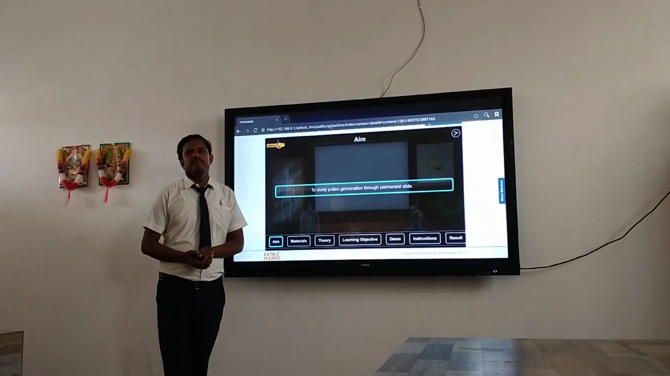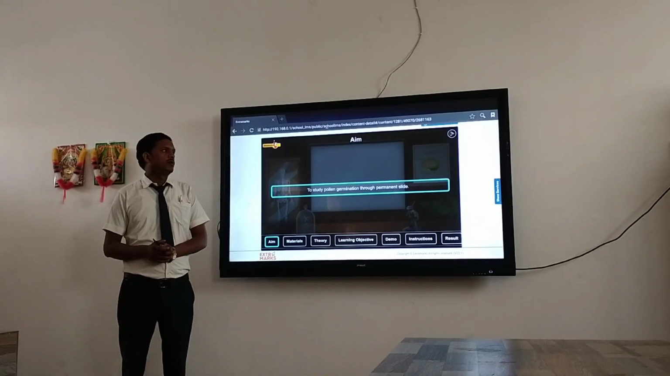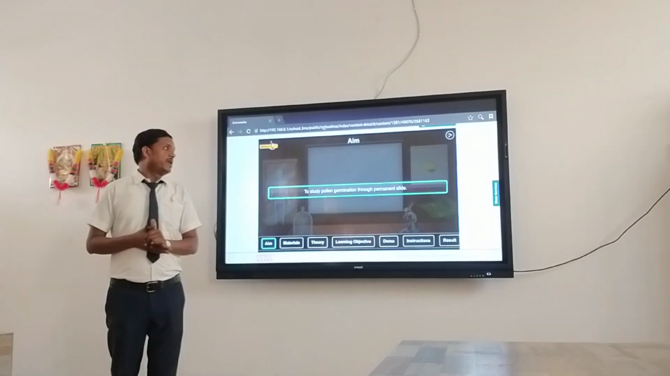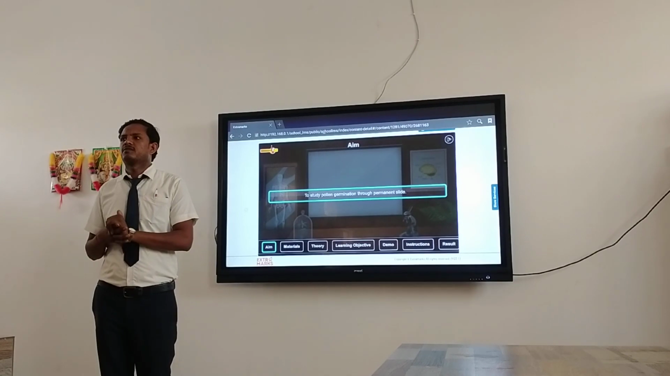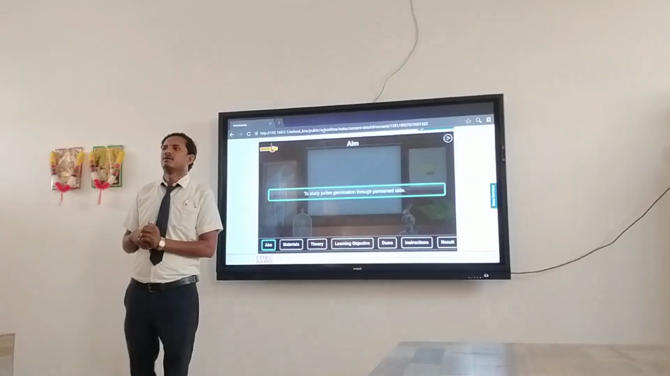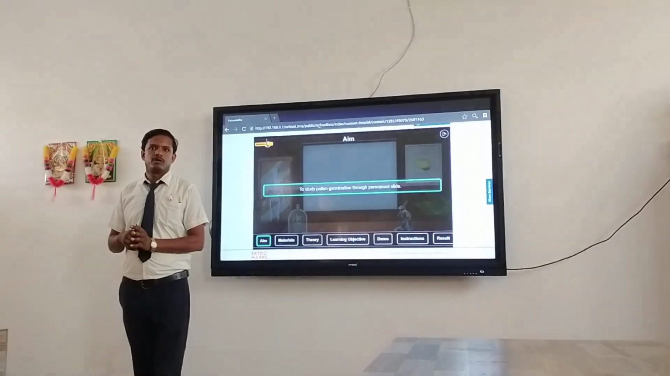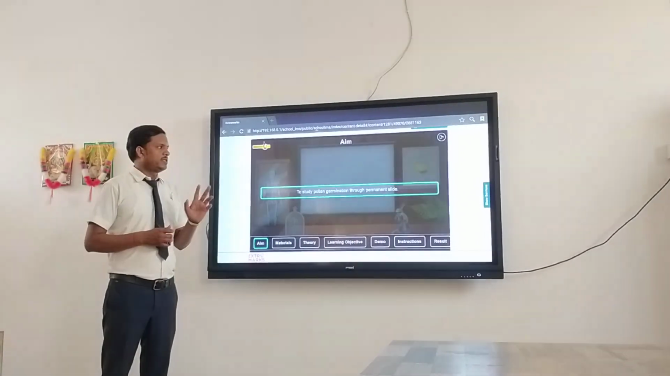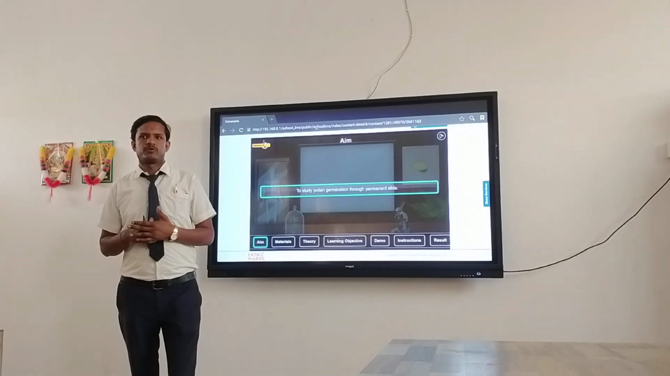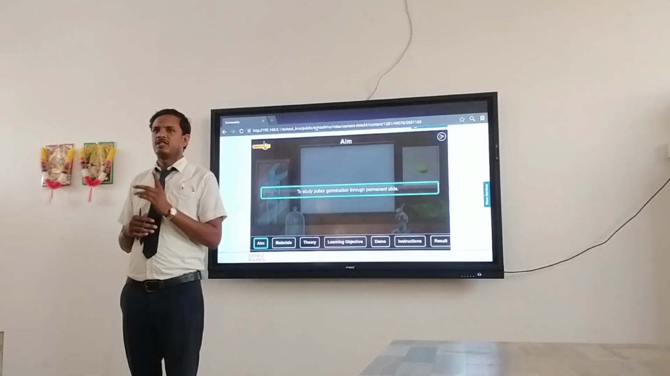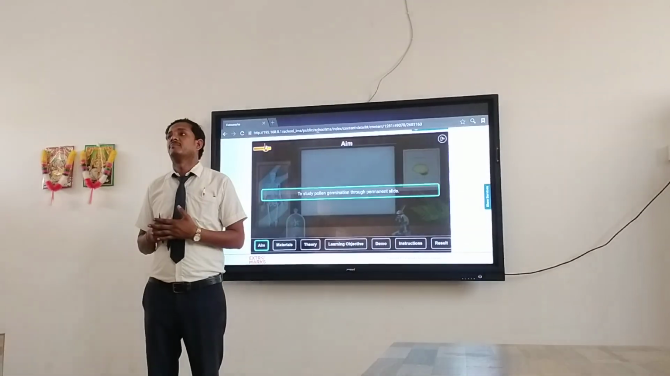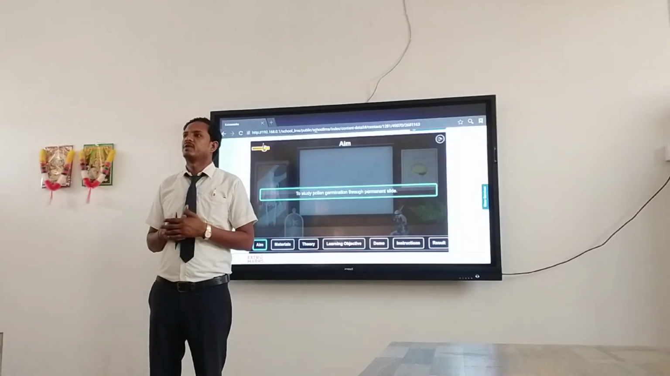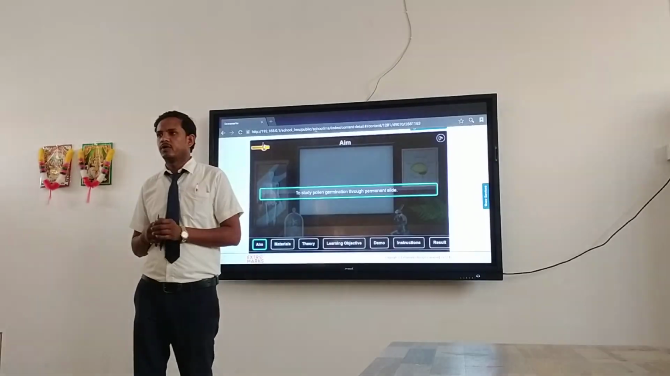Today the virtual lab that we are going to perform is on the topic to study pollen germination through permanent slide. This one is the first experiment that you are going to do in your biology practical in class 12 syllabus. See, there are two types of slide we generally use: one is permanent slide and another one is temporary slide. So this one is the temporary slide that all of you are going to prepare.